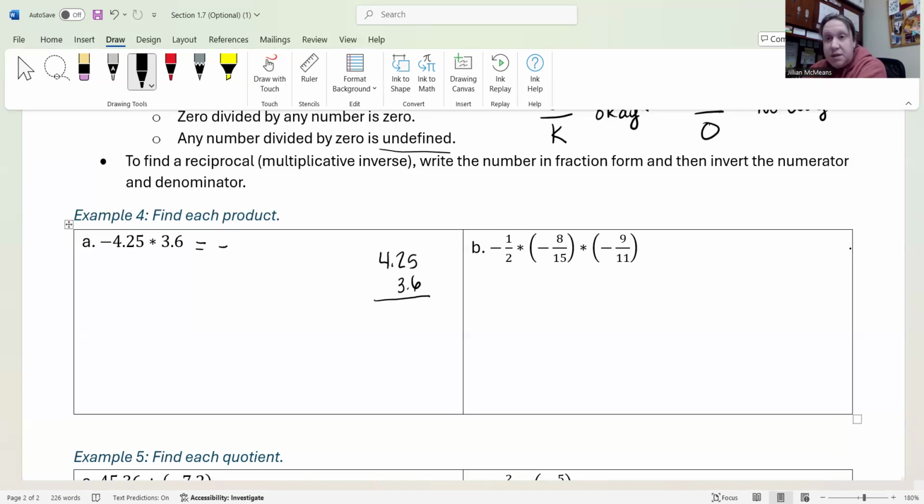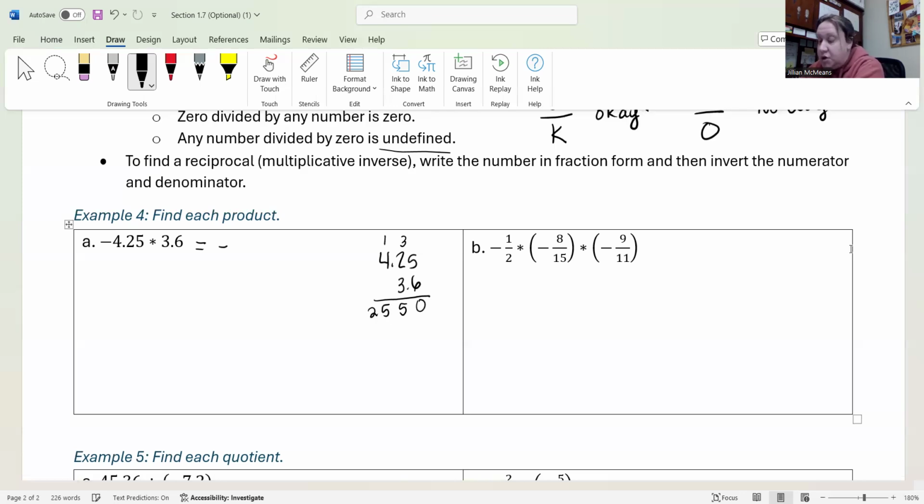I'm going to start with the 6 in 3.6 and multiply it by each digit in 4.25, starting in the ones place and moving backwards. So 6 times 5 is 30. I keep a 0 and carry a 3. 6 times 2 is 12, plus 3 is 15, so I keep a 5 and carry a 1. 6 times 4 is 24, plus 1 is 25.